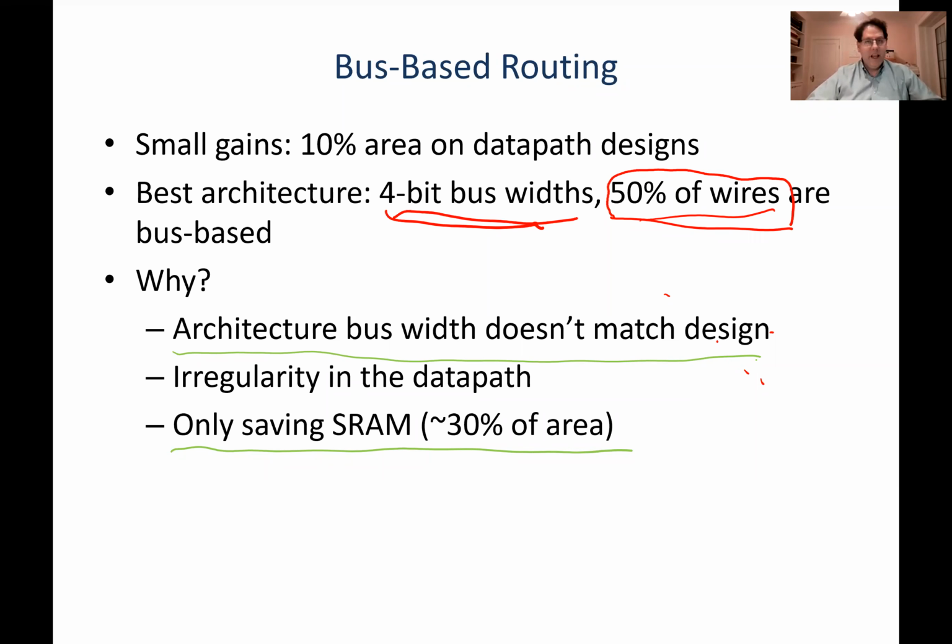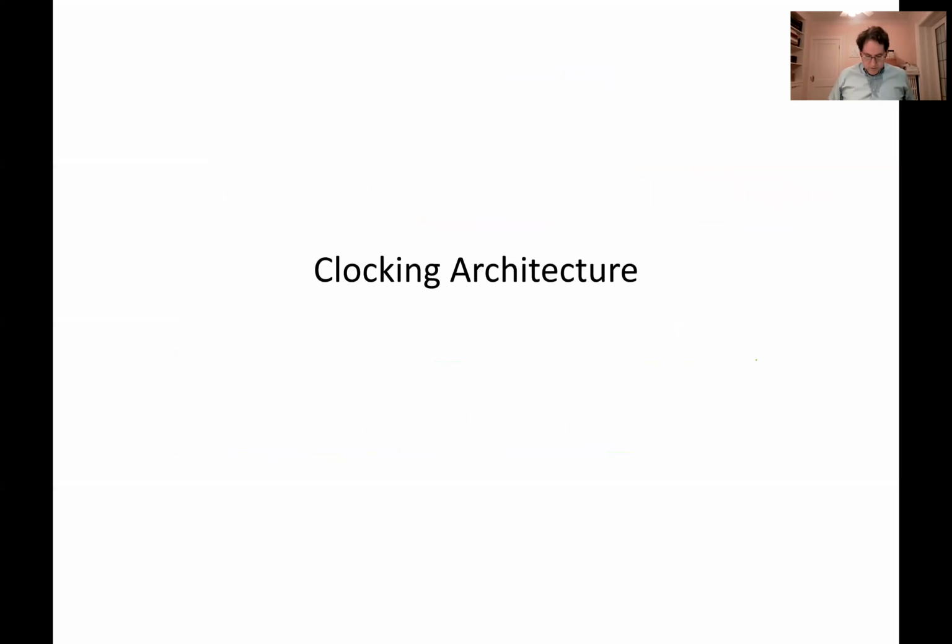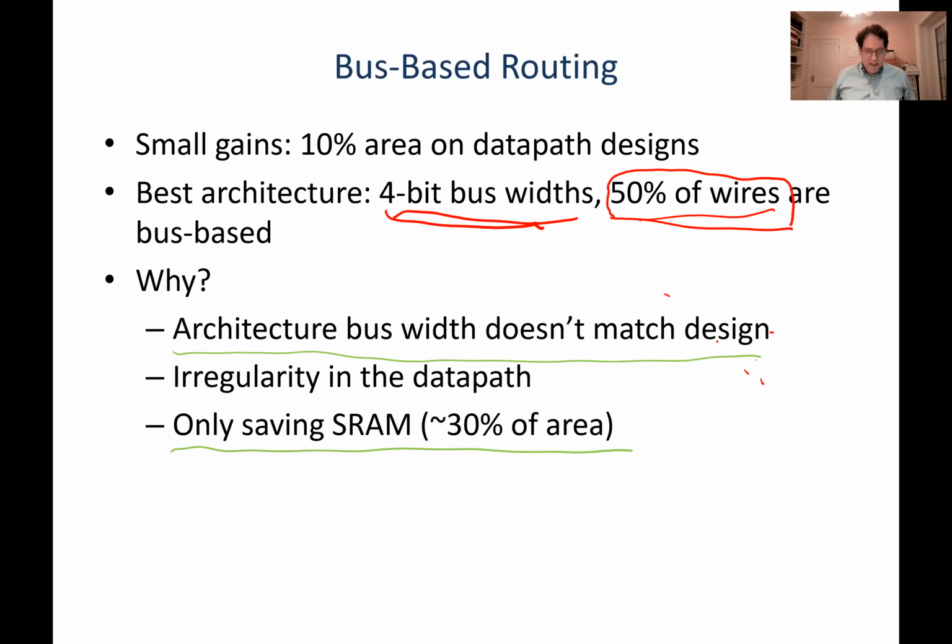So that means the gains of going to very wide buses in your routing architecture are kind of outweighed by the risks of you just might waste a lot of them. If somebody uses 20-bit wide data and you built 16-bit wide buses in your routing, you're gonna have to round that up to 32. So that's a pretty big cost. So in the end, this doesn't gain that much.